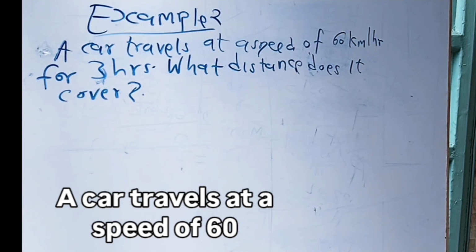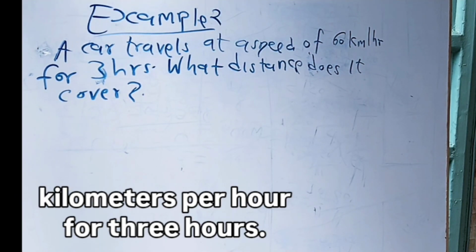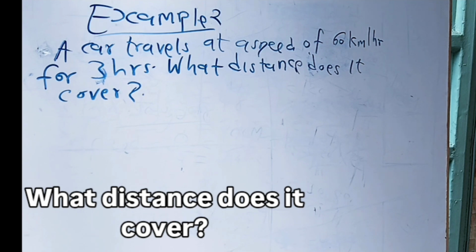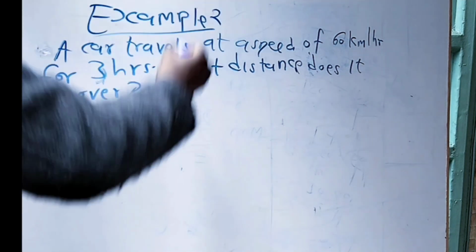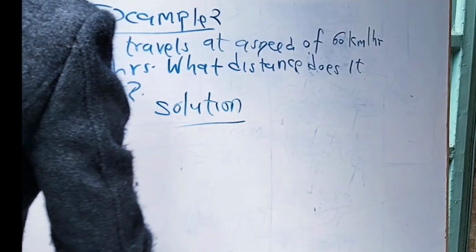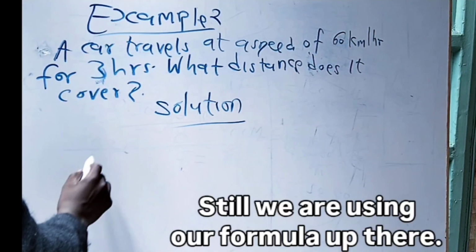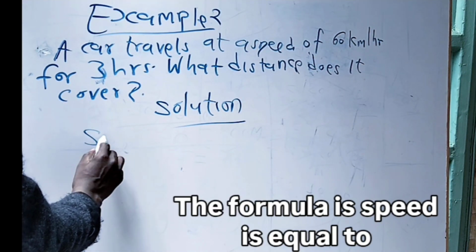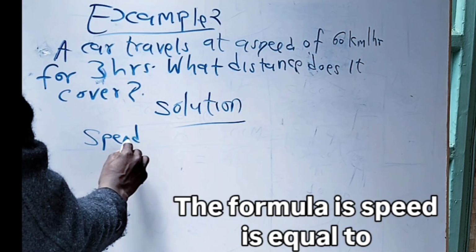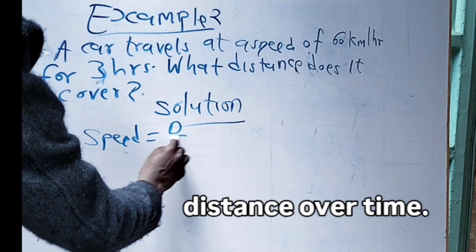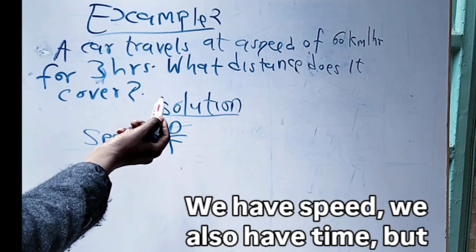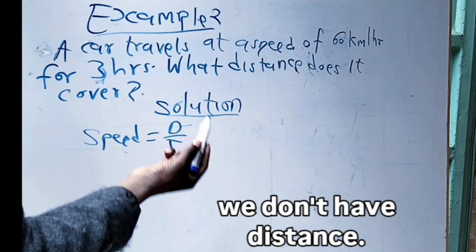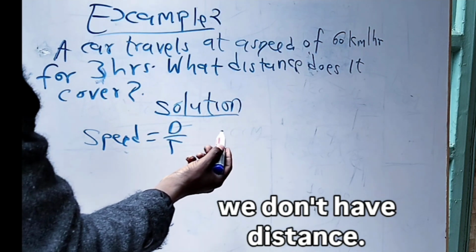A car travels at a speed of 60 kilometers per hour for 3 hours. What distance does it cover? So this is how we do this. Still we are using our formula up there. The formula is speed is equal to distance over time. We have speed, we also have time, but we don't have distance.